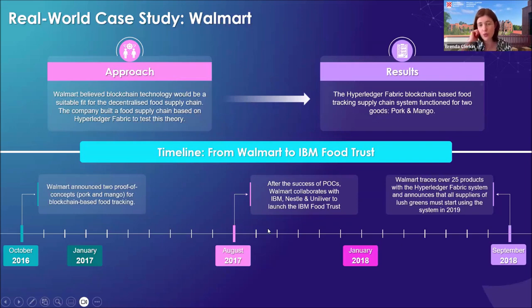Then the following year, they moved wider and joined the IBM Food Trust, which is a collaboration of large enterprises in the US trying to develop blockchains for supply chains, mostly in the food industry. And they continue to do that. The latest one is their leafy green vegetables, which they've moved onto blockchain. That arose as a result of an E. coli outbreak that Walmart had a number of years ago in America.